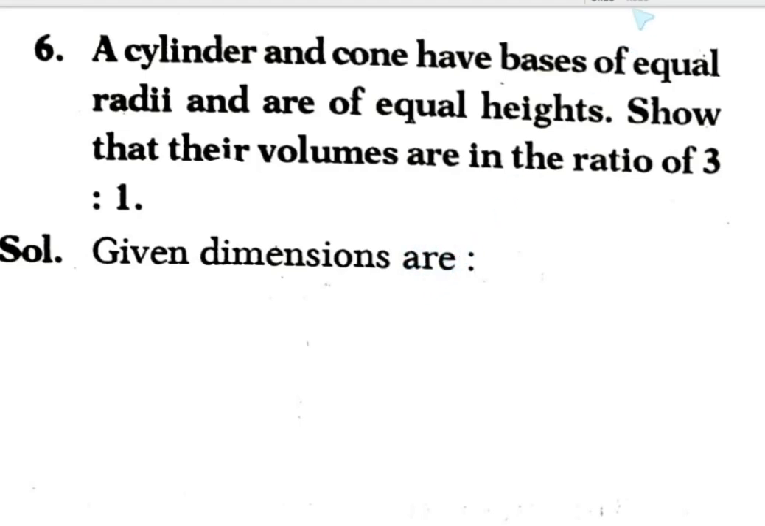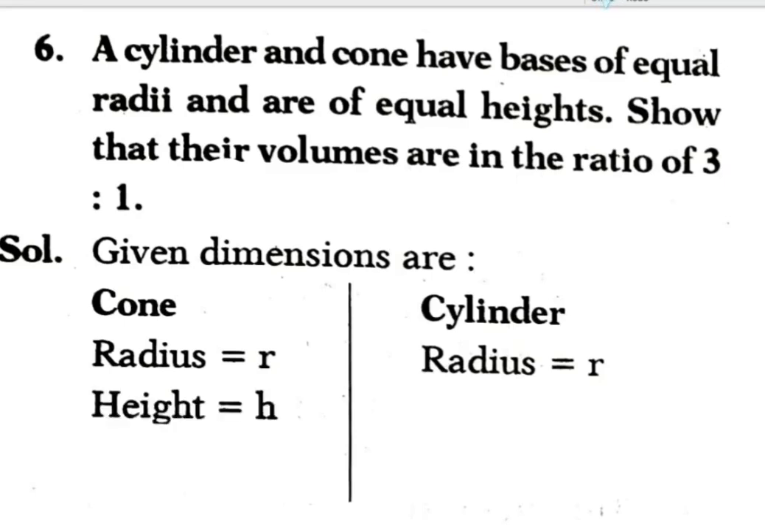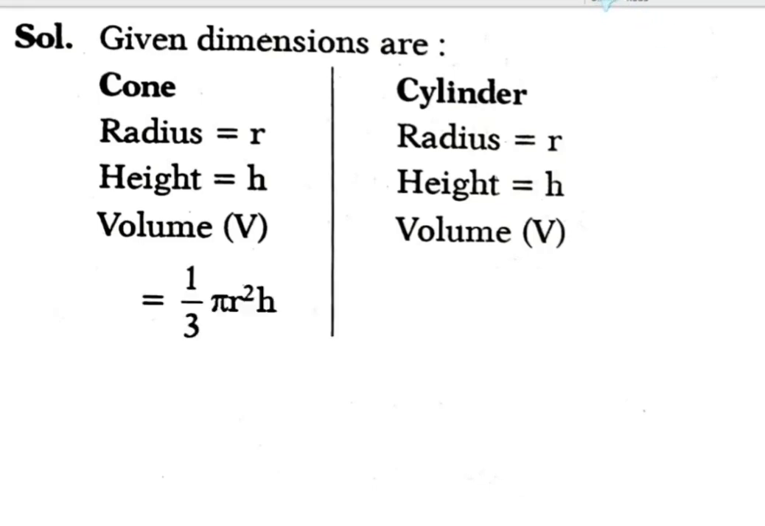The given dimensions are for cone and cylinder. The radius of the cone is r, and the cylinder radius is also r, both the same. Height of the cone is h and height of the cylinder is h. The volume of the cone equal to 1 by 3 pi r square h, and the volume of the cylinder is pi r square h.